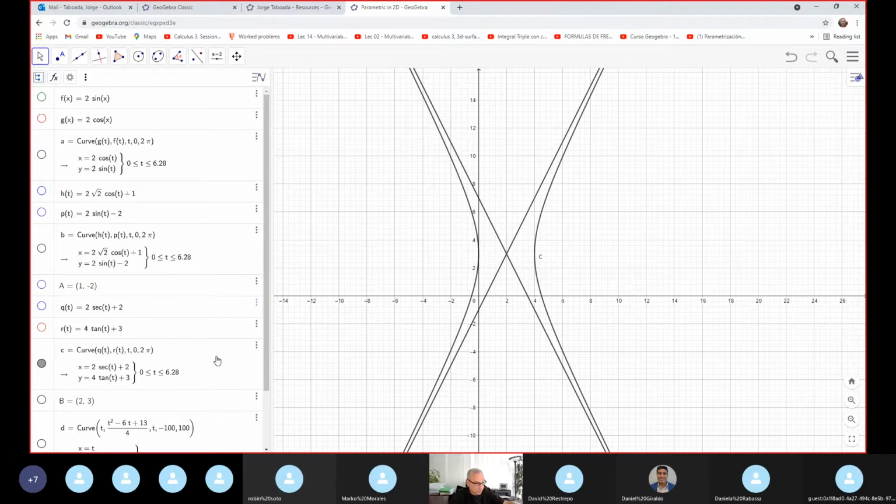Do you understand this or no? No? Confusing? By the way, I will send to you the GeoGebra script. Let me know if this is useful or not for you. It's useful.